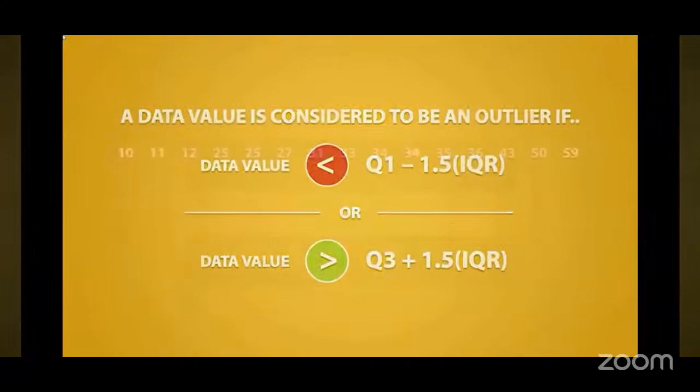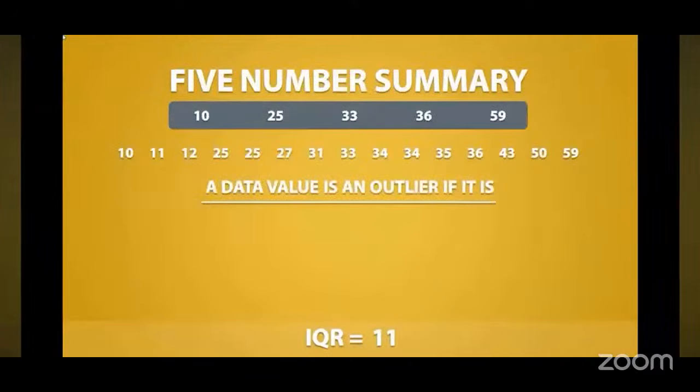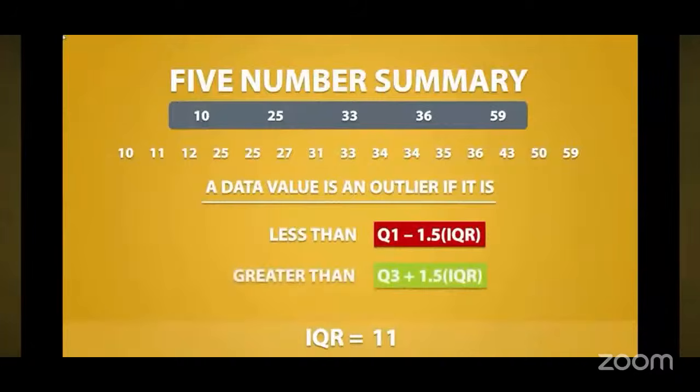So if you remember the following dataset, we had calculated the 5-number summary to be 10, 25, 33, 36, and 59. To check for outliers, we first need to calculate the interquartile range. We found that Q3 is equal to 36, and we found that Q1 is equal to 25. When we simplify this, we get an answer of 11. Now we said that a data value is an outlier if it is less than Q1 minus 1.5 times the IQR, or if it is greater than Q3 plus 1.5 times the IQR.